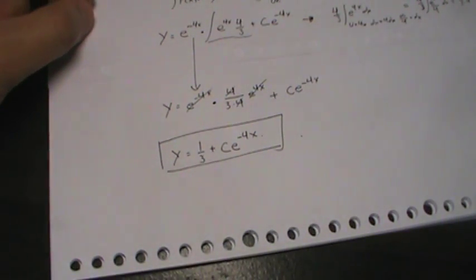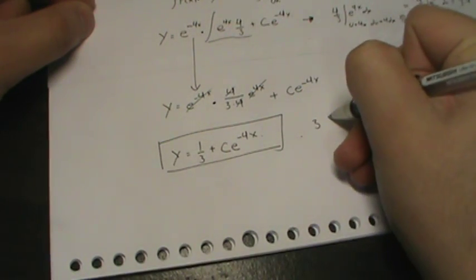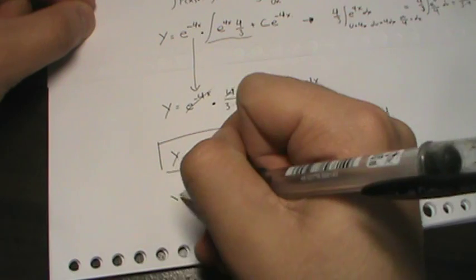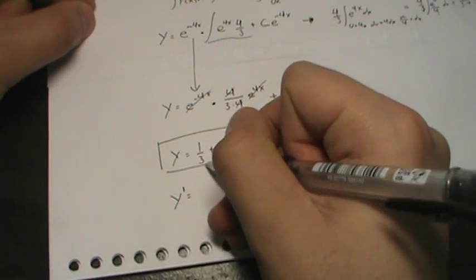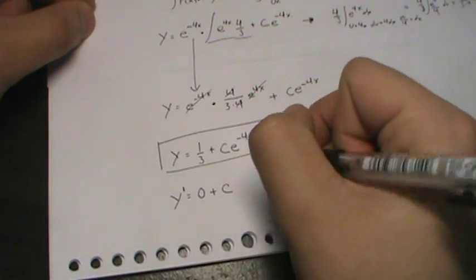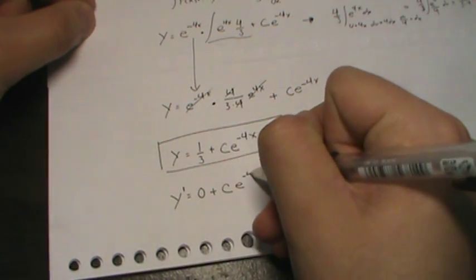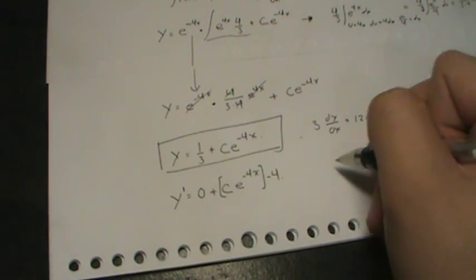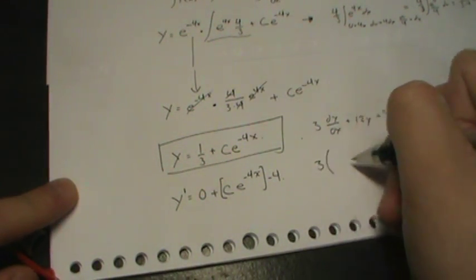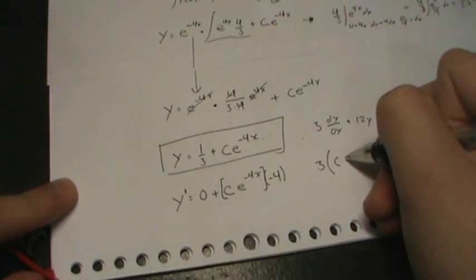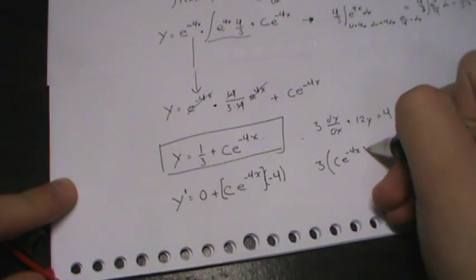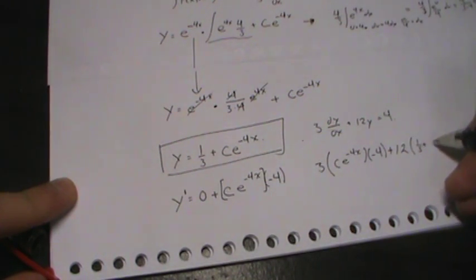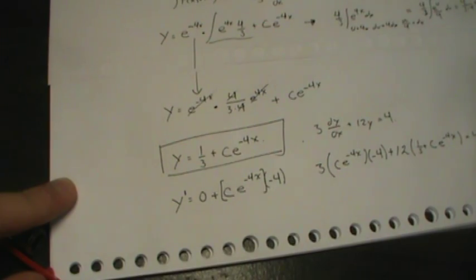Now if you want to plug this one into our original equation, 3 dy/dx plus 12y equals 4, you will see that it checks out. First we derive y, so the derivative of a constant is 0, plus c times e to the minus 4x times minus 4. So we plug it here, and we get 3 times c e to the minus 4x times minus 4, plus 12 times 1/3 plus c e to the minus 4x equals 4.